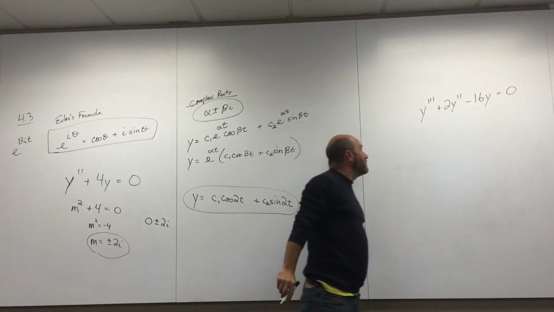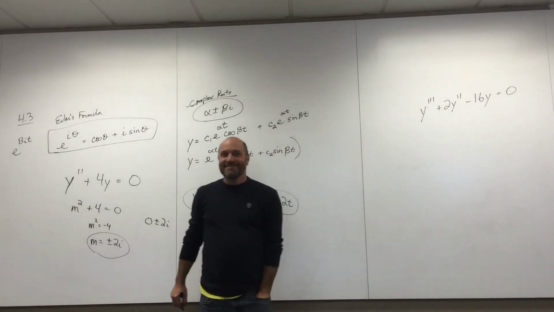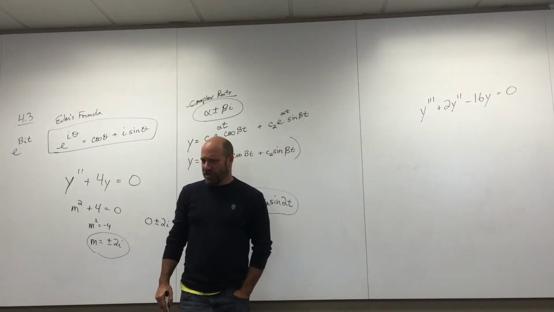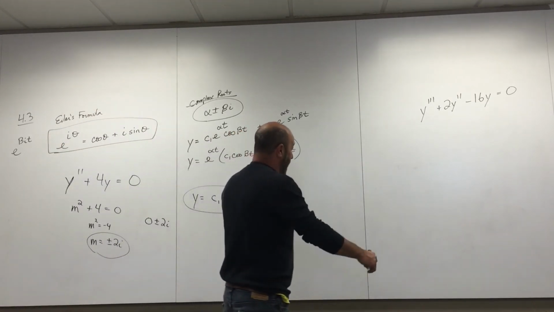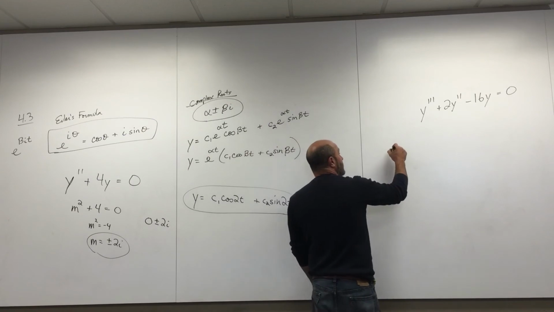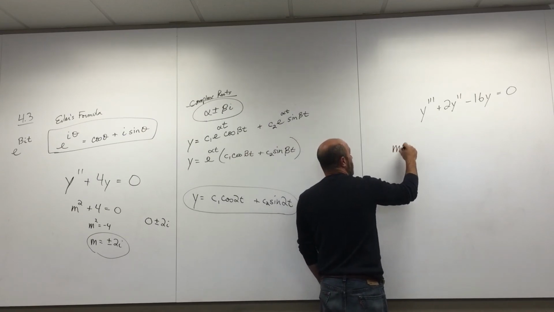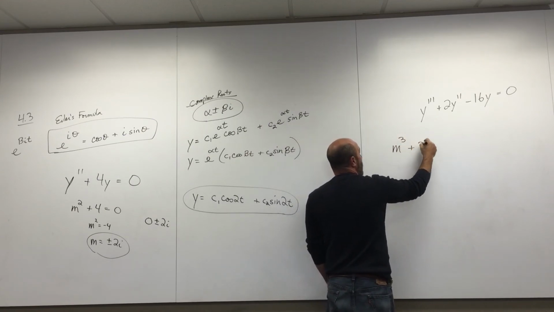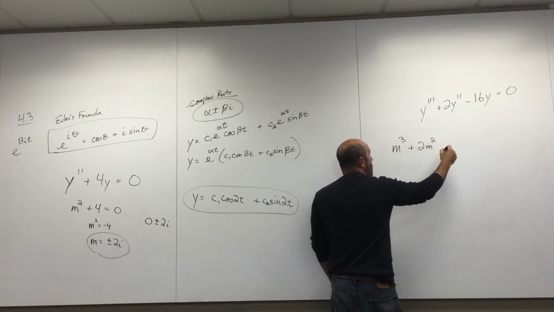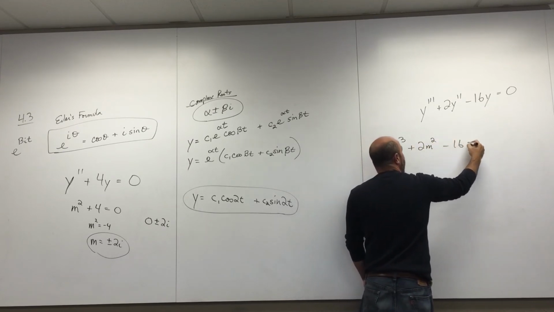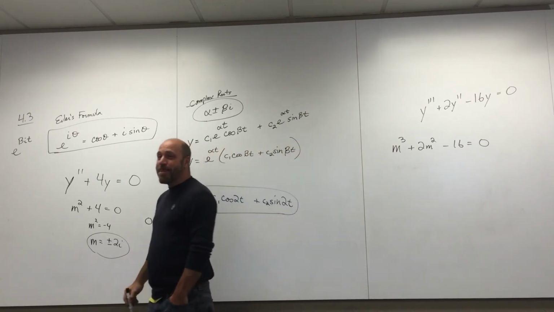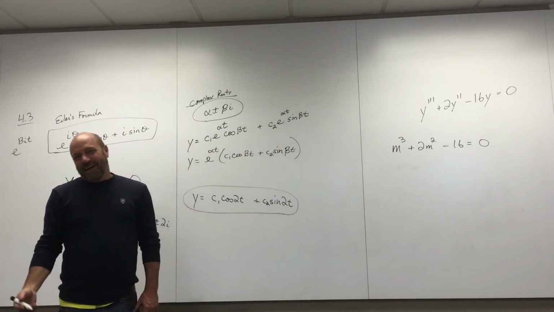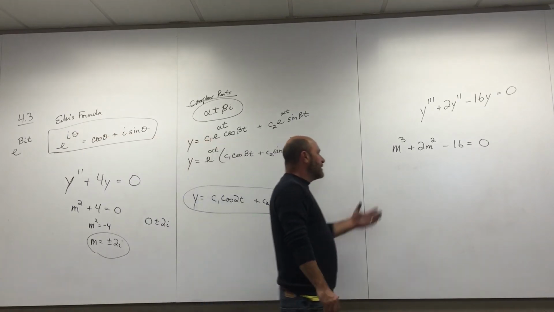All right. There's a DE. Constant coefficients, linear, higher order, homogeneous. We write the auxiliary equation. What's the auxiliary equation? I hope I did that right. All right. So now what?